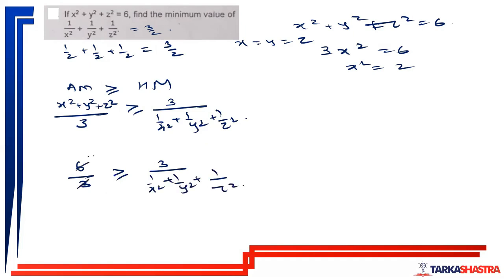Okay, which is 2. If I can take it here because this is a positive value, yes or no? And I can multiply and divide by a positive value without affecting the nature of the inequality. So 1 by x square plus 1 by y square plus 1 by z square is greater than or equal to 3, and this 2 will come below, 3 by 2. Minimum value is 3 by 2. Yes or no? Minimum value is 3 by 2.